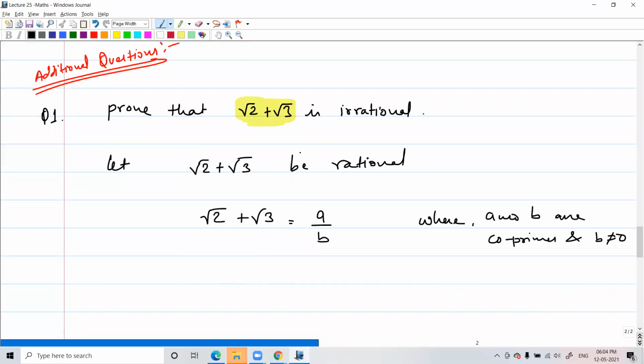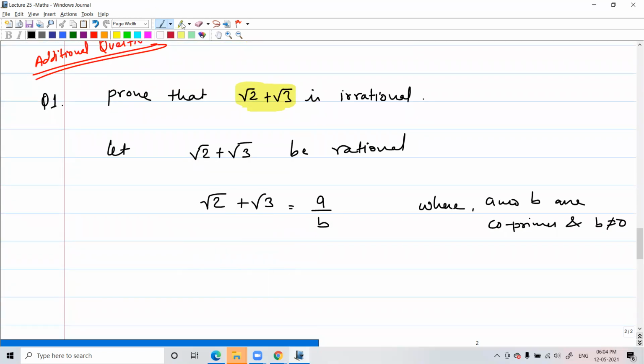Yeah, so I'm starting from the beginning again. What are we doing? Let root 2 plus root 3 be rational. If it is rational, we can write it as a by b. Then what you do, move any one of them to the other side. Root 2 is equal to a by b minus root 3.